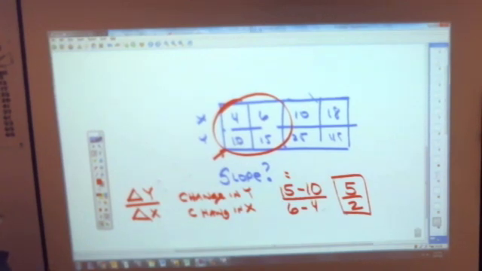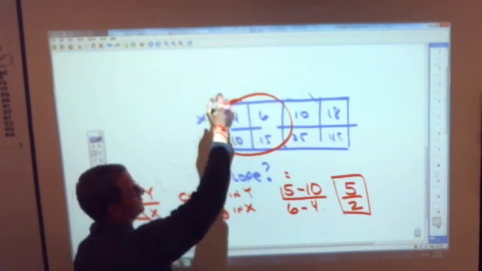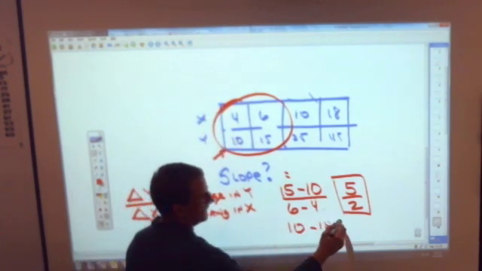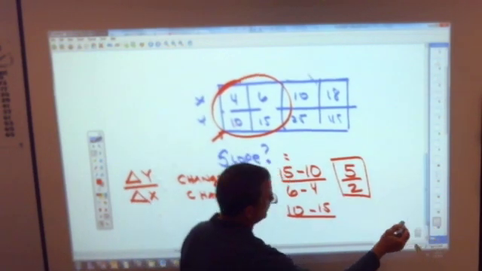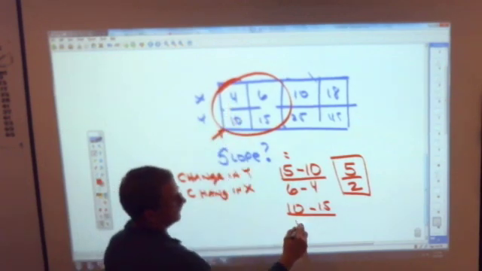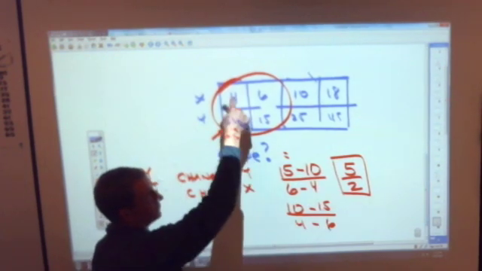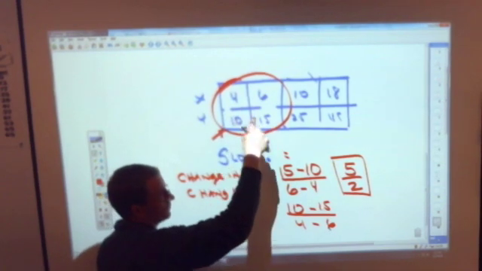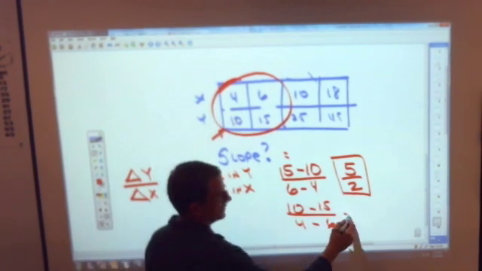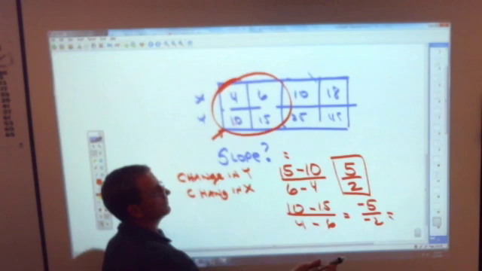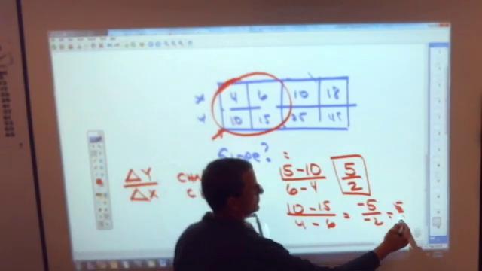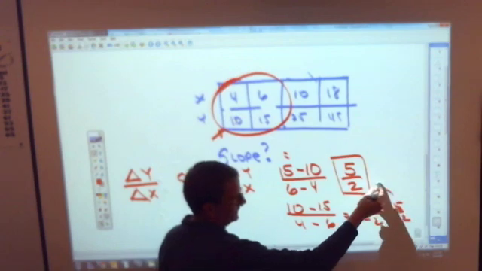Now, how did I know to put the 15 first? Because it's bigger. It doesn't matter. I could have put the 10 first and put 10 minus 15 on top. But then when I do this, I also have 4 minus 6. If I put this one first, I have to put this one first. I can't put this first and put the other value first on the y's. Anyways, what do you get? You get negative 5 over negative 2, which in fact is exactly 5 over 2. Two negatives make a positive in the end when all the smoke clears.